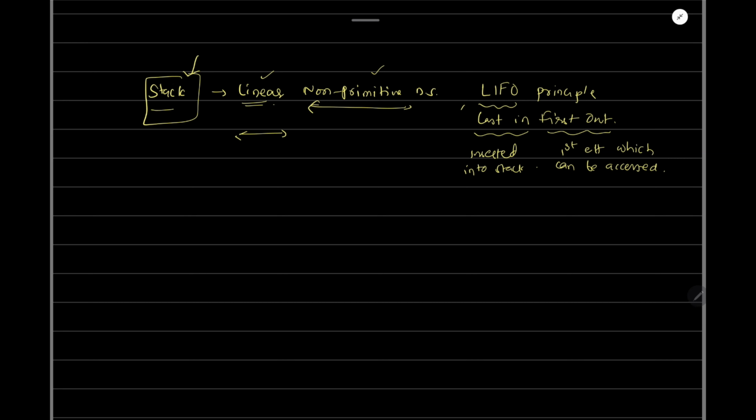So how we can define the stack as a whole: it is basically a linear non-primitive data structure which follows the last in first out principle, where the element which was inserted last can be accessed at the earliest. This is how we can simply define the stack data structure.